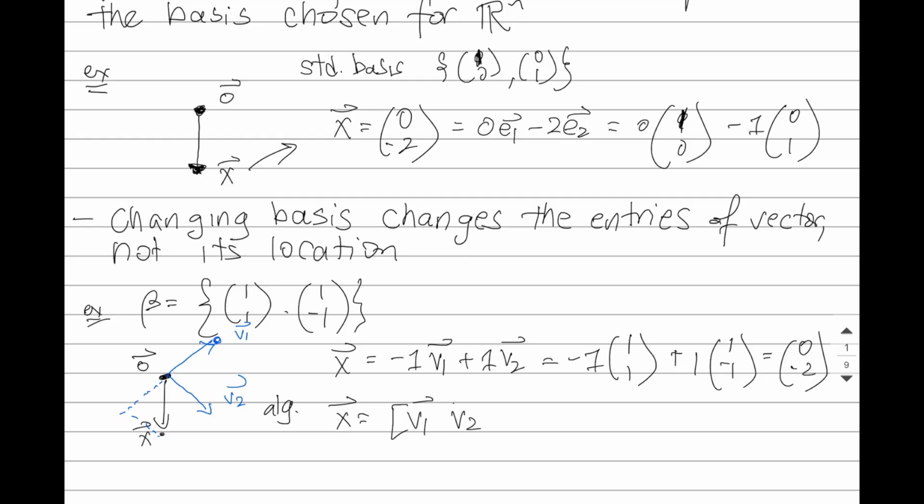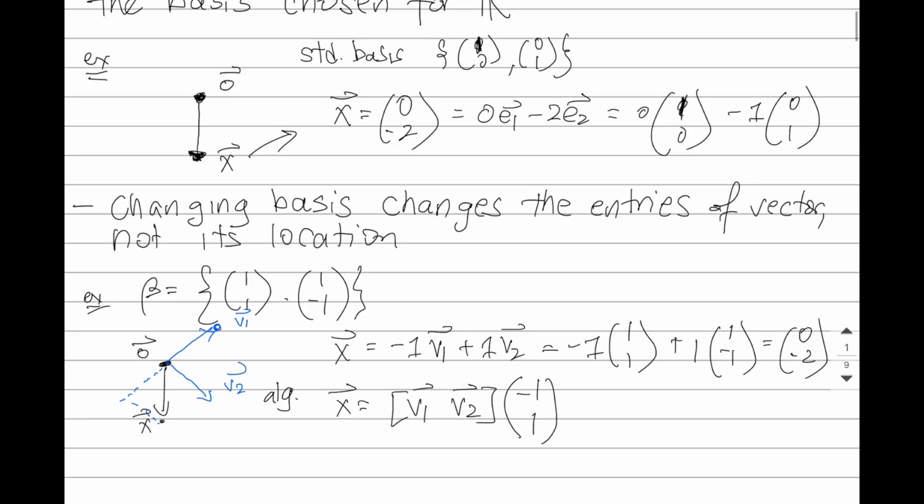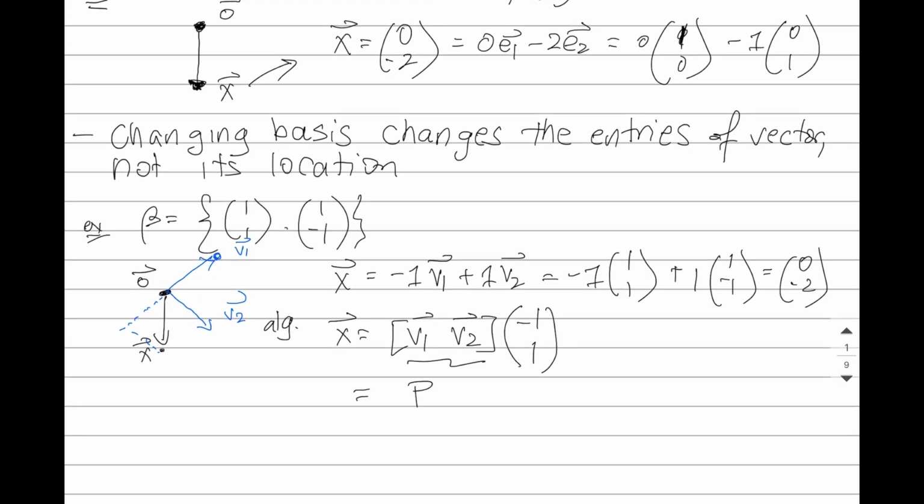If we use the definition of the matrix-vector product, we're going to see that this is the matrix [V1 V2] times this vector that holds the weights. We're going to call this thing P, and this thing here we will call X with this subscript B. So this is the relationship between the entries when we switch between these different bases.